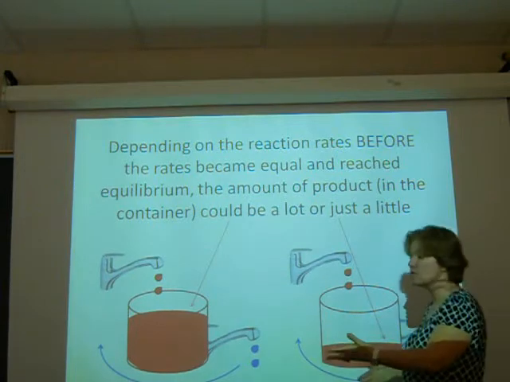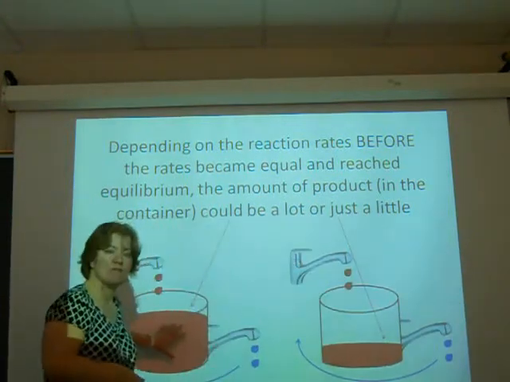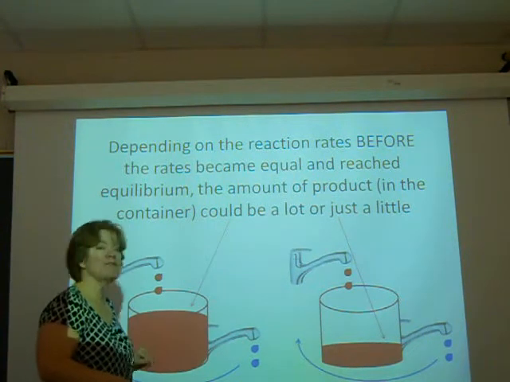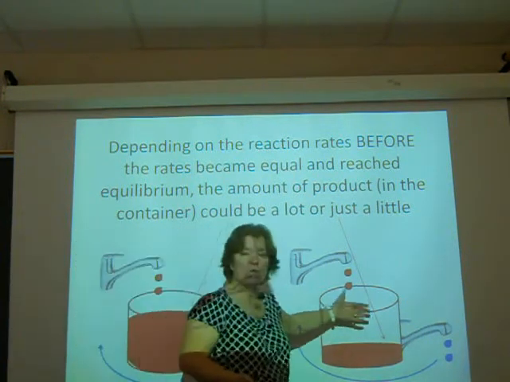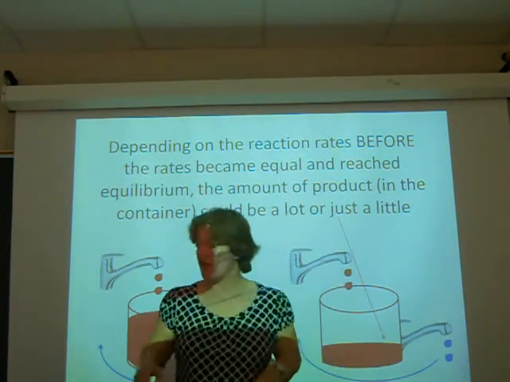So in other words, the levels for each chemical reaction might be different. In this case, when it reaches equilibrium, it's a mostly full tank. In this case, when it reached equilibrium, it's a mostly empty tank. And we can compare that to different chemical reactions.